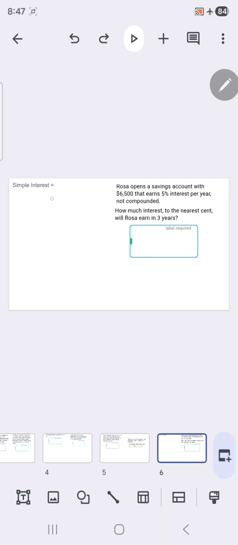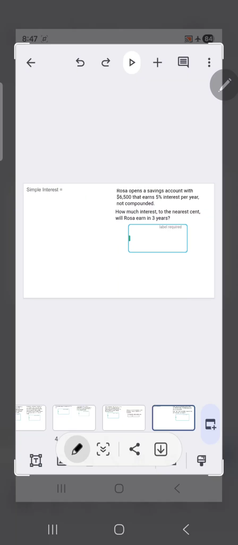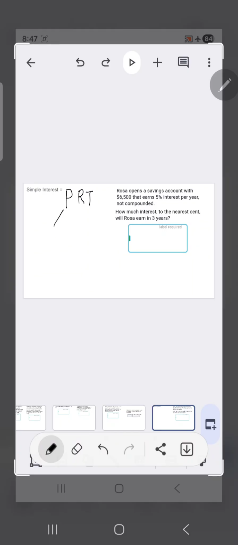Now we're going to talk about simple interest. The formula for simple interest is that interest equals principal times rate times time. Three numbers. So when we want to find the interest, P is the initial amount, the amount you start with. Rate is the percentage, and T is the time in years.